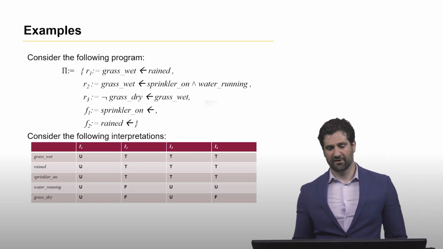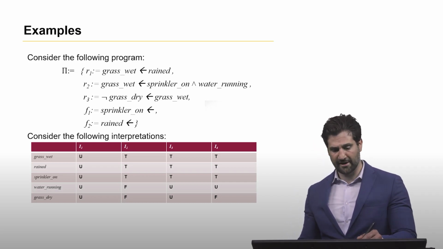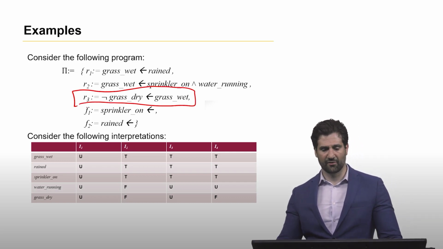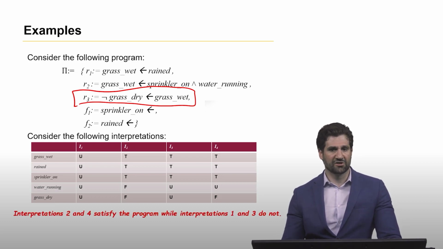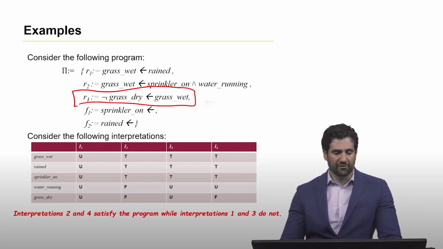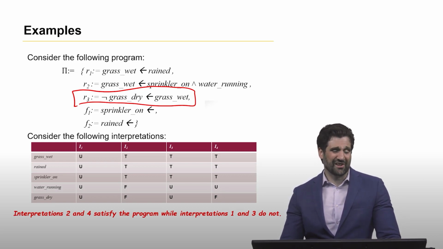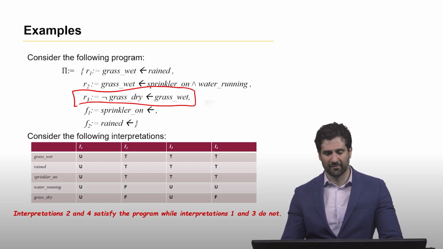And now here we have our logic program, and we have added a new rule because we are now allowed to have negation, so we've added rule 3. And rule 3 says that if the grass is wet, it is not dry. Makes sense. And so we have the following interpretations. Interpretations 2 and 4 satisfy the program. 1 and 3 do not. 1 clearly doesn't because 1 just says everything is unknown. And we know that just by looking at facts 1 and 2. There are some things that are known even before you start applying rules.